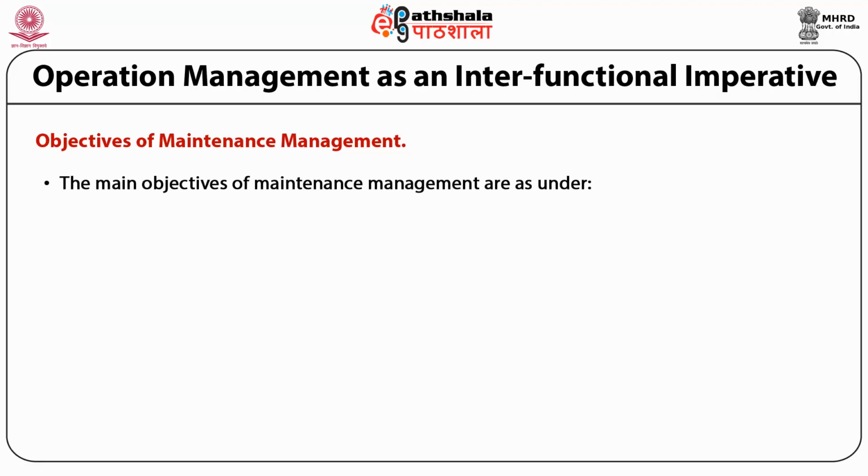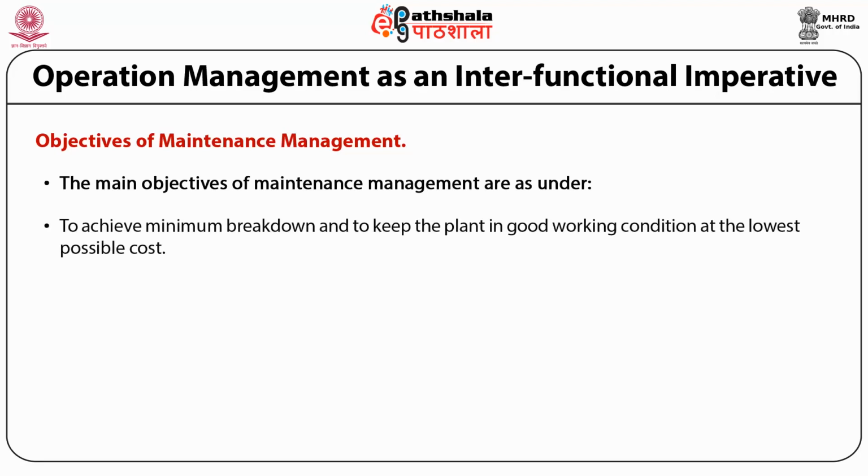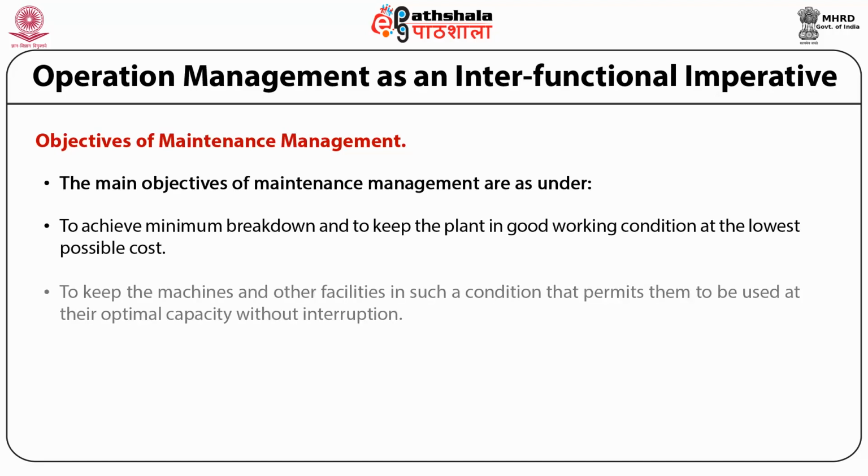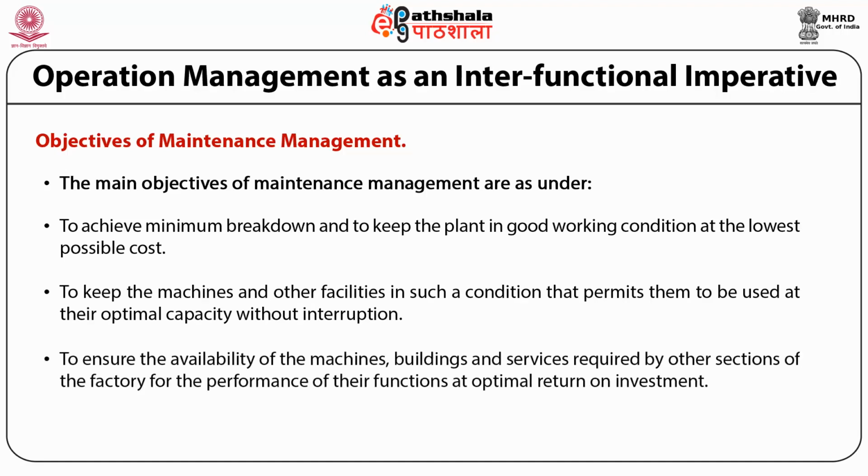The main objectives of maintenance are as follows: to achieve minimum breakdown and to keep the plant in good working condition at the lowest possible cost, to keep the machines and other facilities in such a condition that permits them to be used at their optimal capacity without interruption, and to ensure the availability of the machines, buildings and services required by other sections of the factory for performance and functionality at the optimum return on investment.